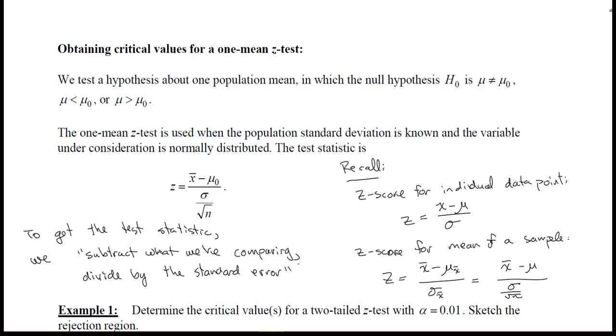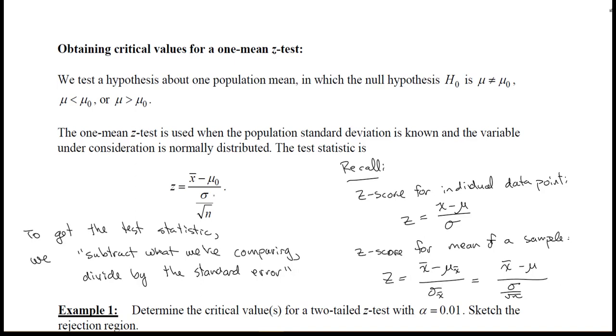And so now when we do different sorts of tests, we're going to be subtracting different things in the numerator, and there's going to be different ways to get our standard error depending on what type of test we're doing. But the general layout of this is always the same. We subtract whatever we're comparing and we divide by the standard error. That'll really help you remember things and keep things organized in your mind. Okay, so that's basically our test statistic.